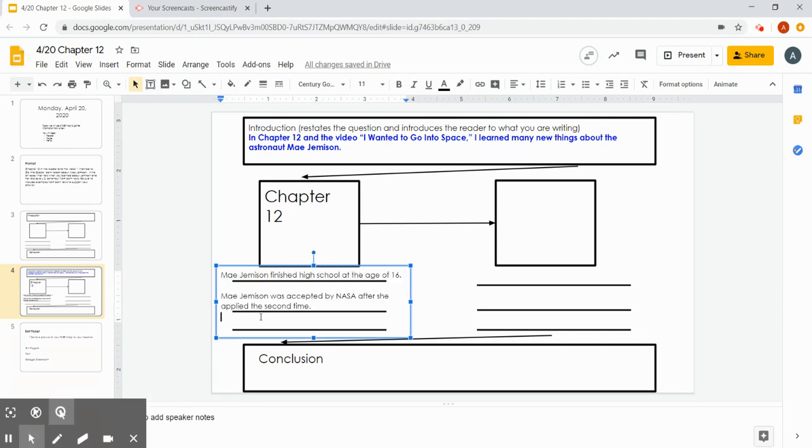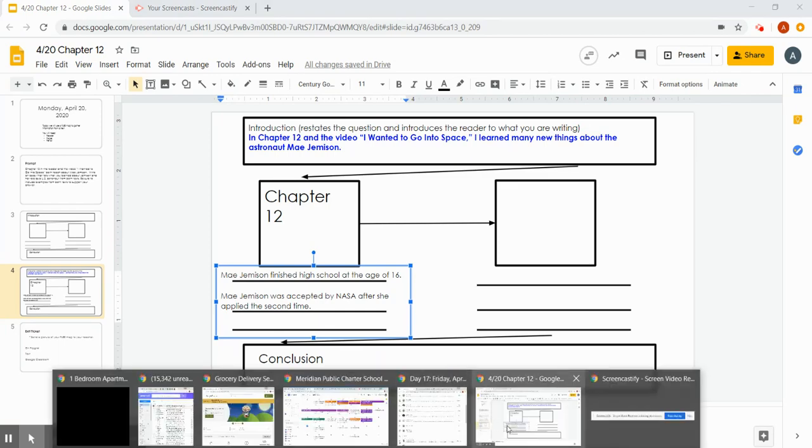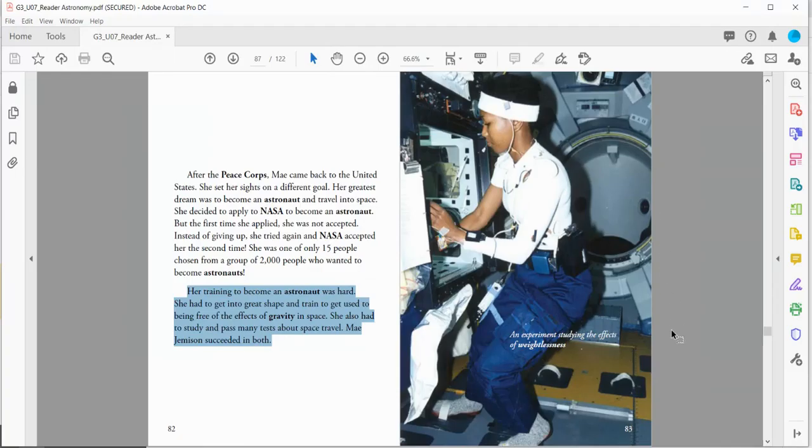Okay. So if you have something like this, this is what I wrote. Maybe if you have something similar to this, you were on the right track. Mae Jemison was accepted by NASA after she applied the second time. On that page, there are a lot of different things you might have been able to gather, but that's what I got. So let's go back to the chapter and continue reading.